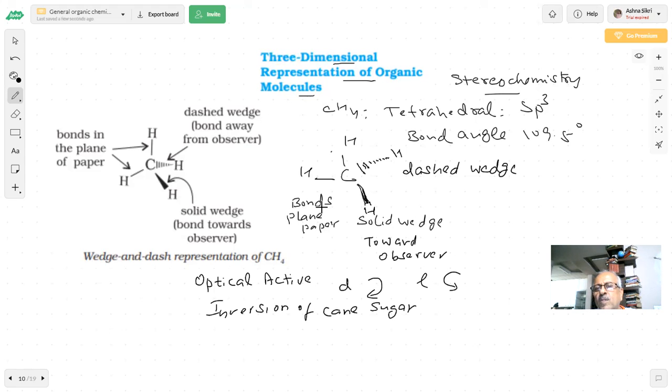So we use solid wedge and dashed lines to represent the molecules. When we talk about alkyl halides, haloalkanes, we will use that. Okay? We understand what is a solid wedge, what is a dashed wedge. Any doubt here? Yes, sir.